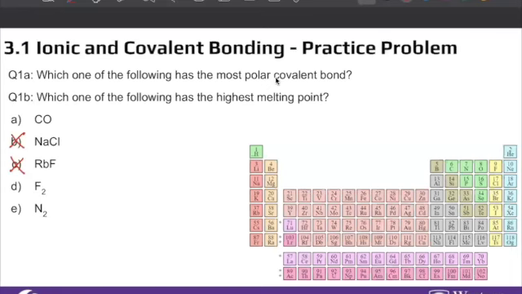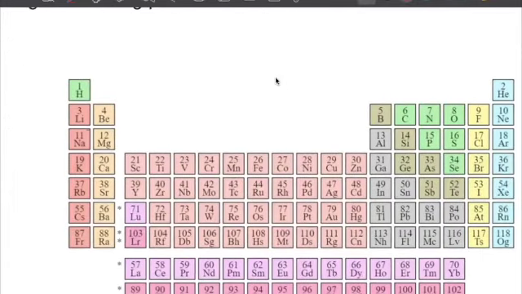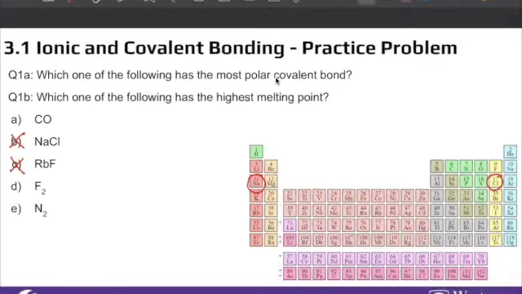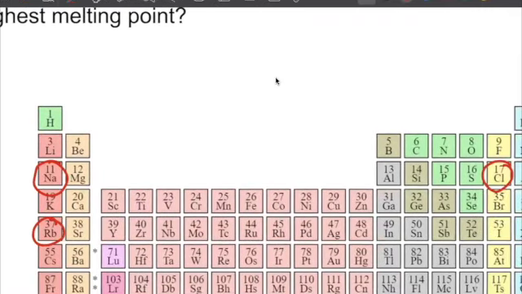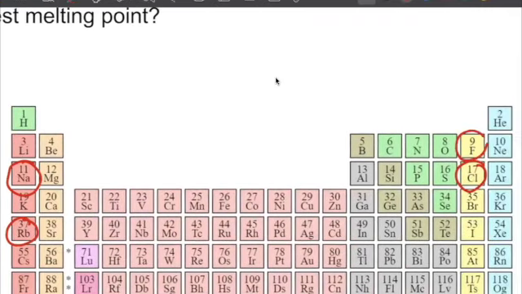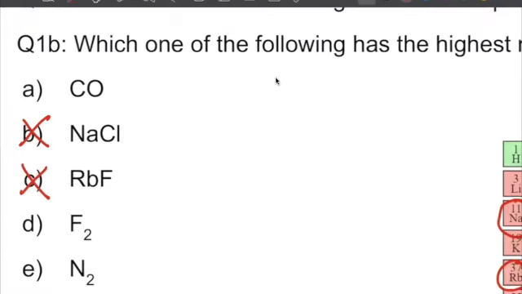So looking at B, which is NaCl, we can see that we have an atom on the left side of the periodic table and then one on the far right. So that's going to lead to a big difference in electronegativity. And we have the same thing with RbF. So we have one atom all the way down here on the left and one all the way over here on the right. So these big differences in electronegativity we know are going to give us ionic bonds. And so I'm just going to write down there that these are ionic.